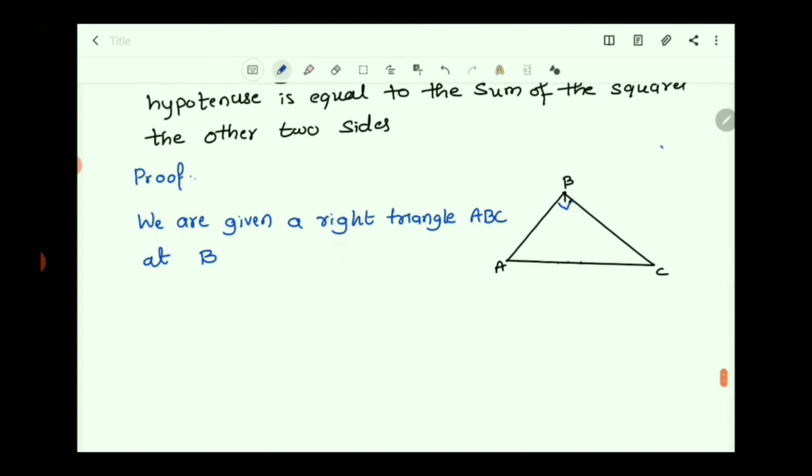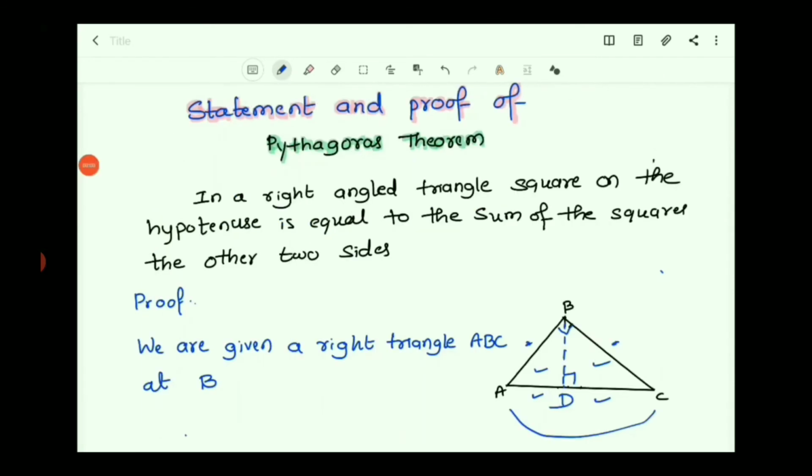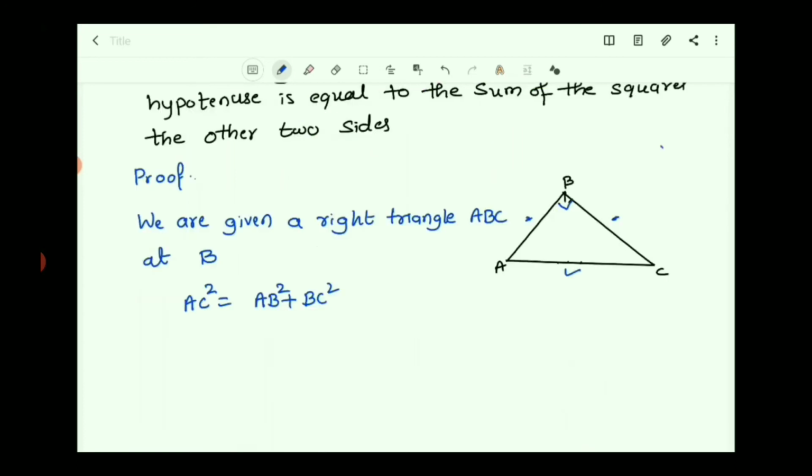Now what we have to prove here? We have to prove that the square on the hypotenuse is equal to the sum of the squares on the other two sides. That is, we need to prove that AC square is equal to AB square plus BC square.